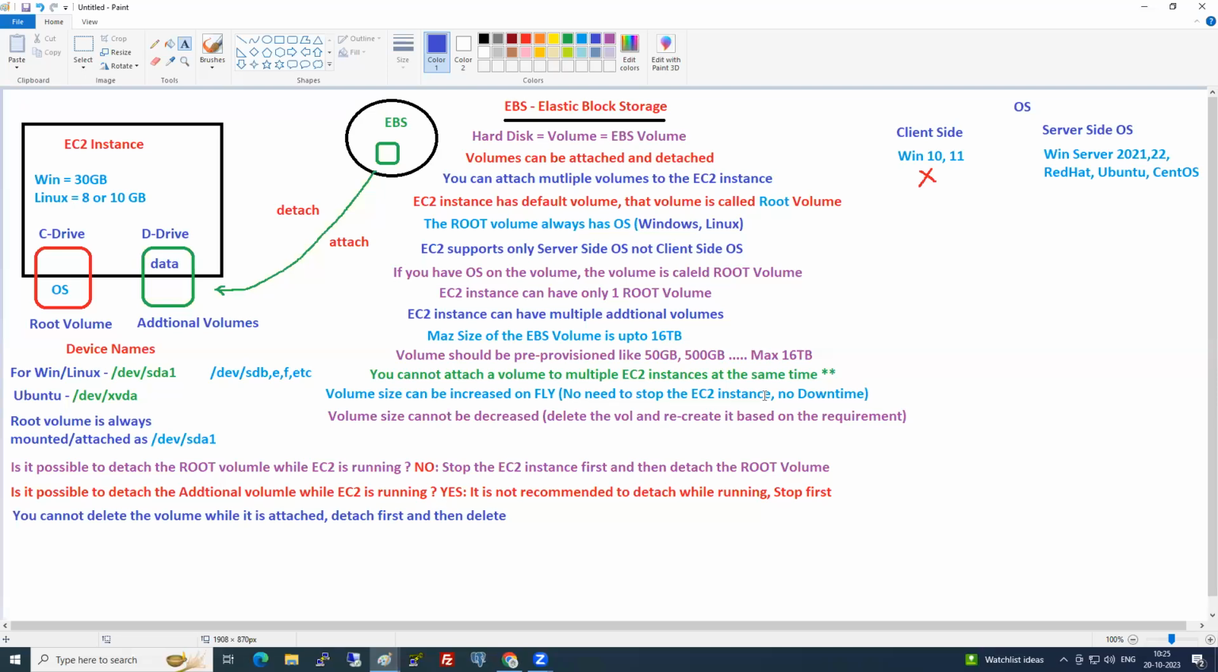And if we detach the volume when the EC2 is not running, then can we also decrease the volume at this time? No, Vishaka, is it possible to decrease the volume? At any point of time, at any cost, anywhere, you cannot decrease the volume size. That is fixed.